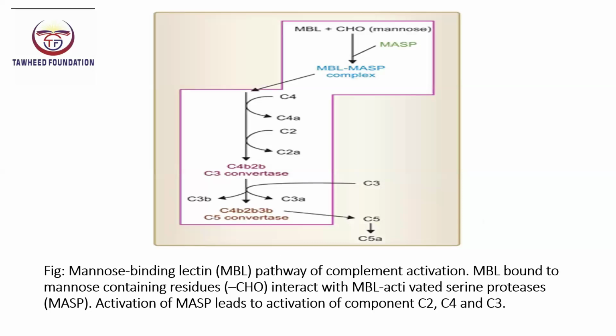This is a schematic representation of the mannose binding lectin, that is MBL pathway of complement activation. MBL bound to mannose containing residues, CHO, interacts with MBL-associated serine proteases, that is MASP. Activation of MASP leads to activation of components C2, C4 and C3.